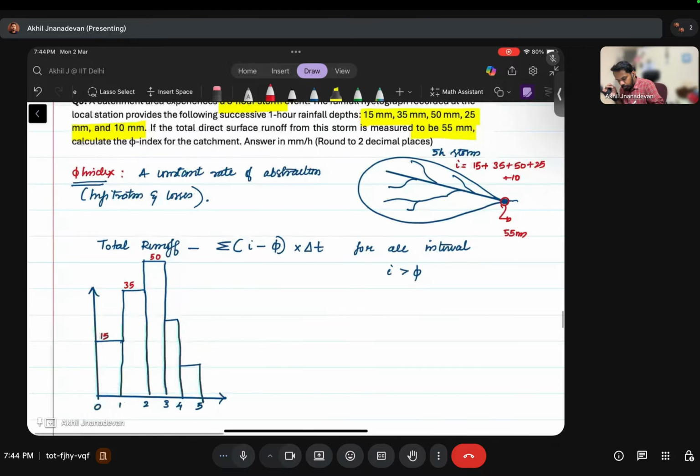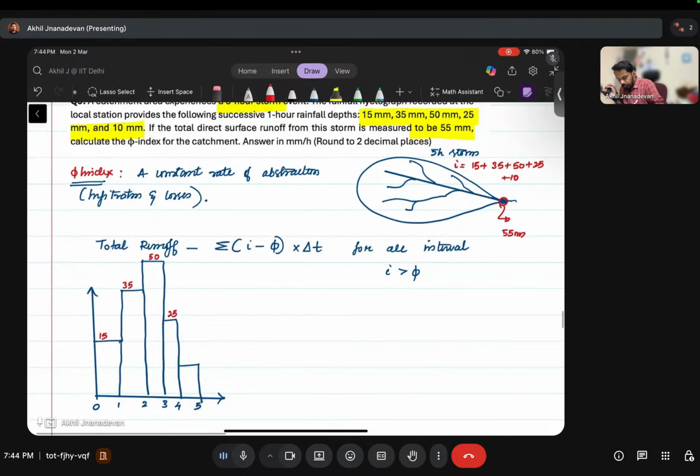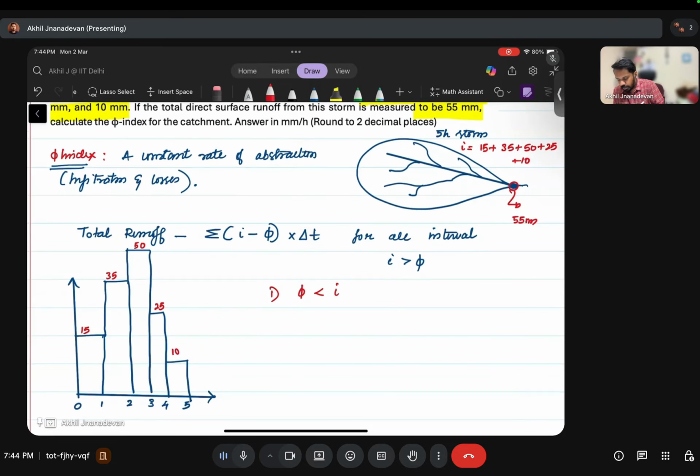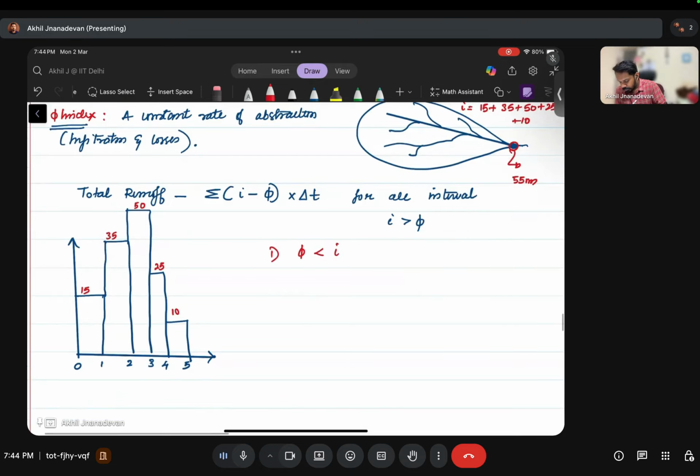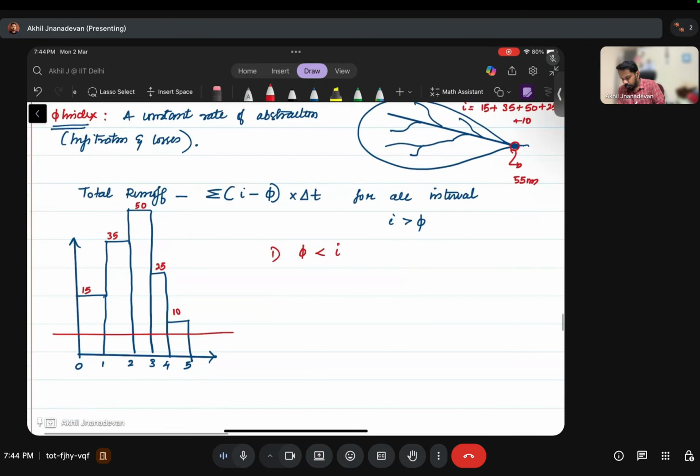So first let us assume that the phi value is less than the smallest rainfall intensity, less than all the rainfall intensities for each interval. All the five intervals, phi is less than all i. So like if I'm considering this particular case, that is why I'm calling it phi 1. Then let's write this particular equation.